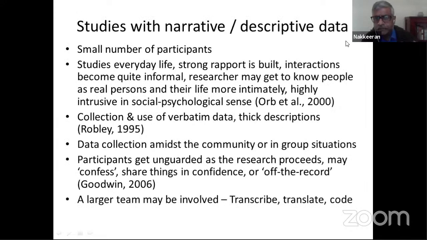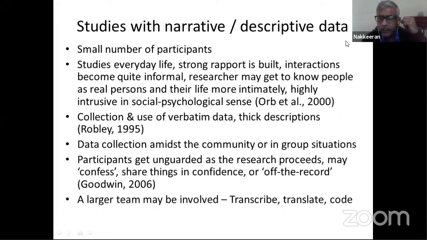Now coming to studies with narrative descriptive data, where many of our research will be dwelling, this introduces tremendous challenges for the researcher, for the very design of this kind of research. Firstly, often we end up working with a very small number of participants. And therefore, we end up knowing them as complete persons, unlike a research where we collect data on, say, some 50 questions or 100 questions, not beyond that. But here we end up knowing a person as a complete person. We almost know this person's life. We study everyday life of these people with a strong rapport built.